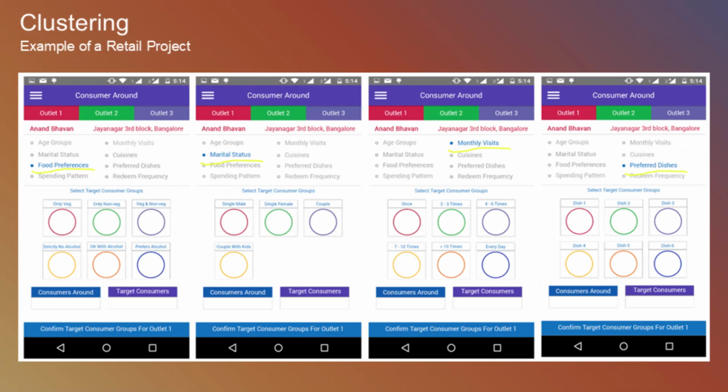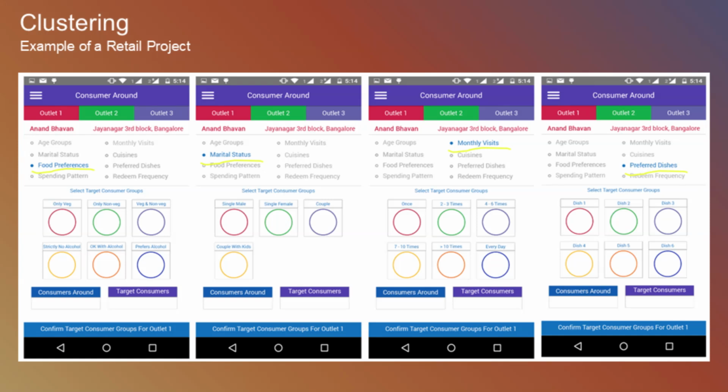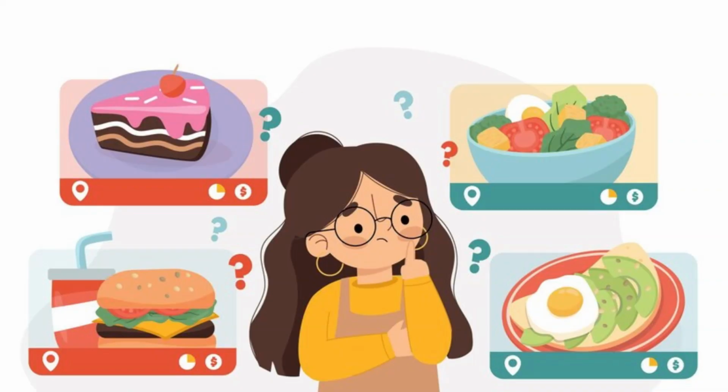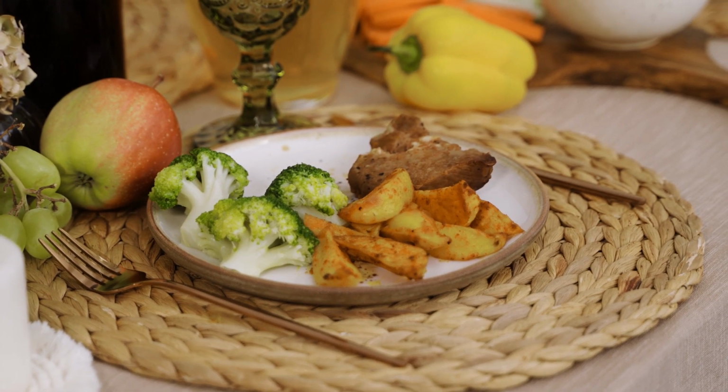Now let's see how clustering looks in action. In a real-world retail scenario, imagine a restaurant chain like this one, trying to understand its customers better. Each outlet has a diverse set of visitors, and the app here helps group them based on specific characteristics, using clustering. For example, one set of clusters could be based on food preferences. Some customers are strictly vegetarian, some eat both veg and non-veg.